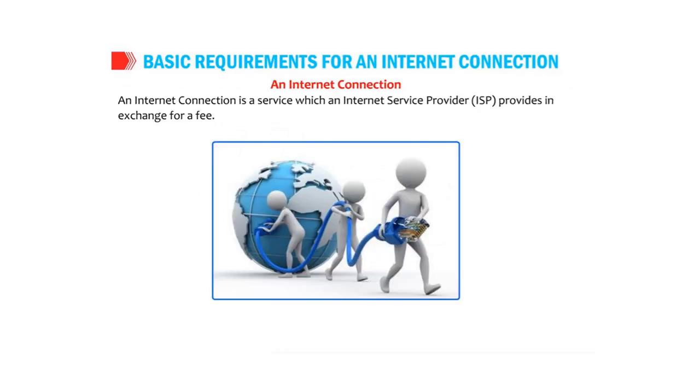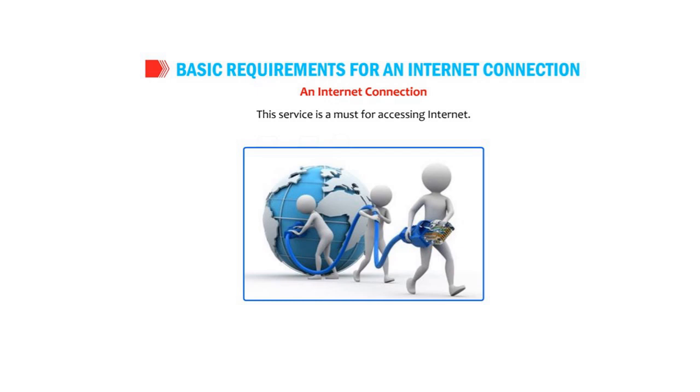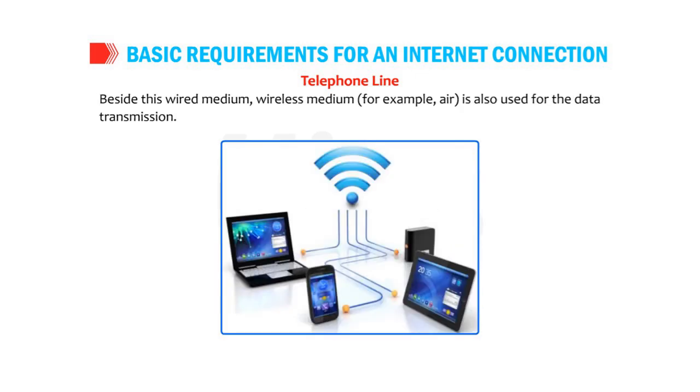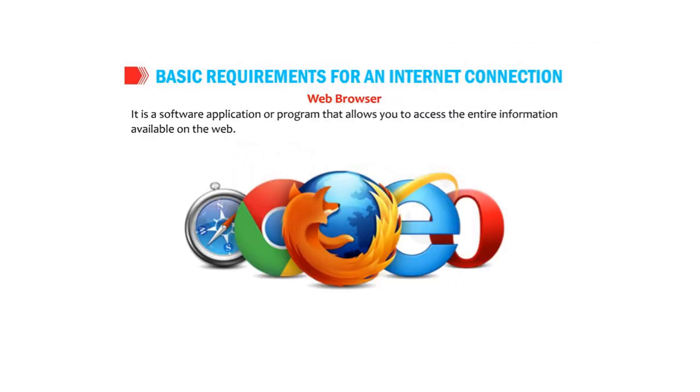Next one is an internet connection. An internet connection is a service which an internet service provider provides in exchange for a fee. This service is a must for accessing the internet. Next one is telephone line. It is a medium that is used to connect the computer to an internet service provider. Beside this, wireless medium is also used for the data transmission. Next one is web browser. It is a software application or program that allows you to access the entire information available on the web.